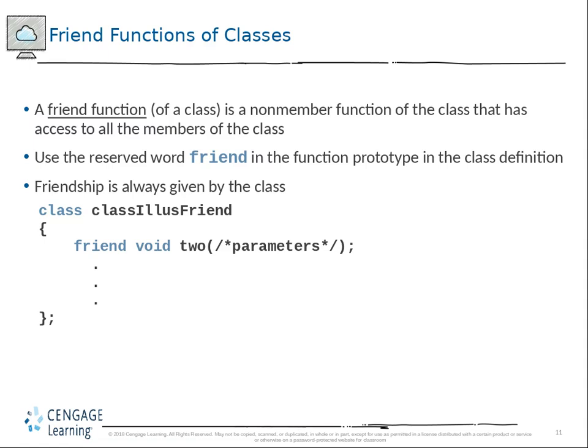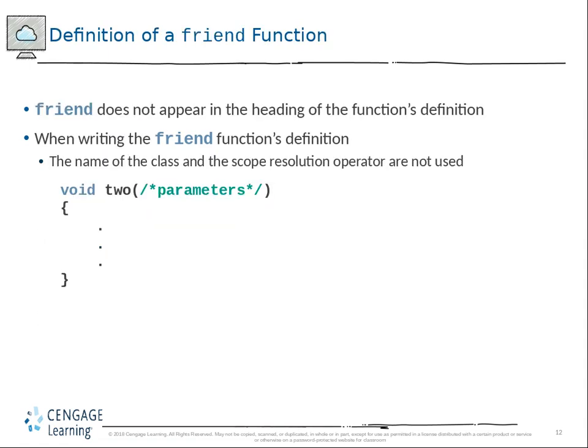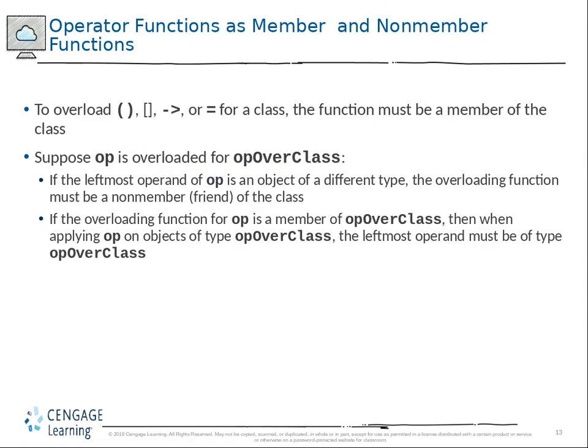A friend function is a non-member function of a class that has access to all the members of the class. Oh boy, that is confusing. Well, there are no friends in this class, in data structures, so we don't have to worry about this. Friend does not appear in the function's heading.